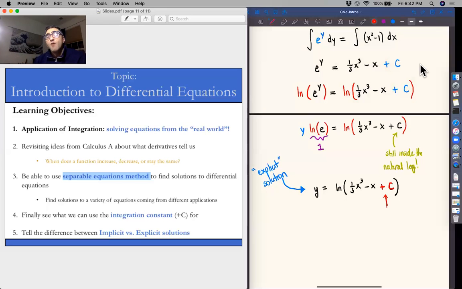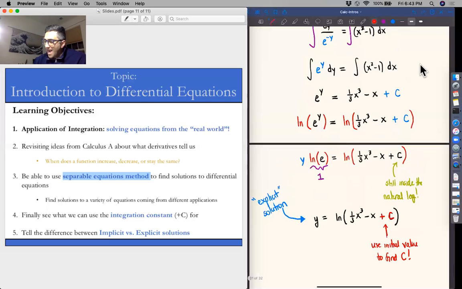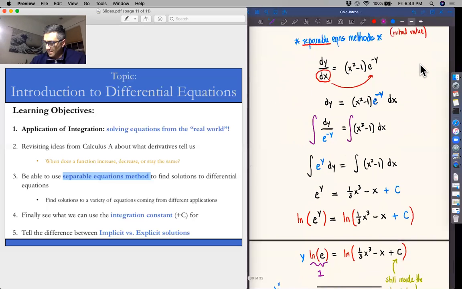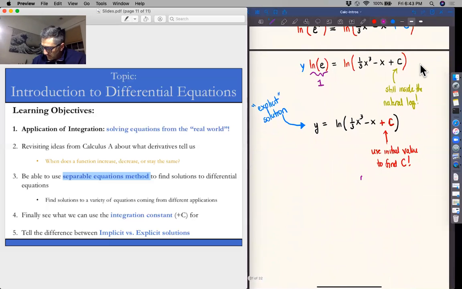But we can actually figure out what the plus c value is by using our initial value. So if we scroll back to the beginning of this problem, we had this other piece of information that we were given that we never used yet. We were told that y, when x equals 0, is equal to 1. So I'll just rewrite that here. We were told that y of 0 is equal to 1 in this problem.